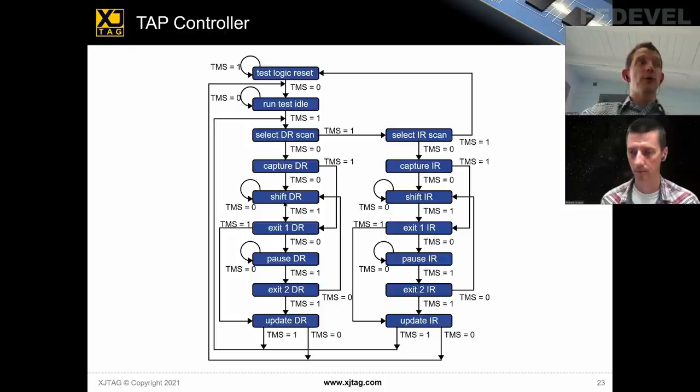Now, if you select the bypass register, you'd be just shifting one bit through the device in this mode, because you'd be wanting to talk to some other device in the JTAG chain.